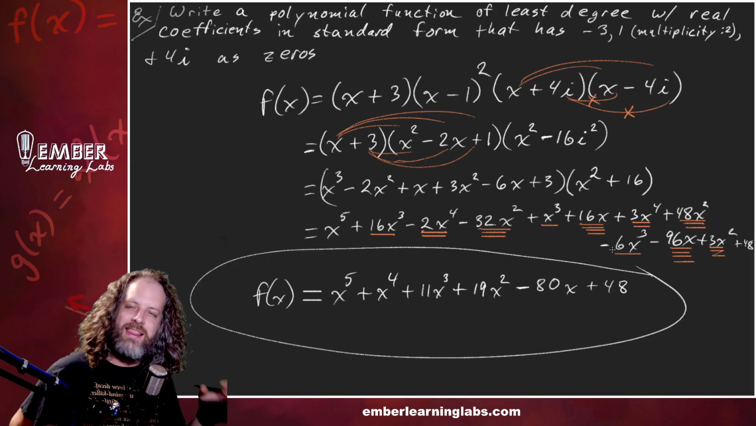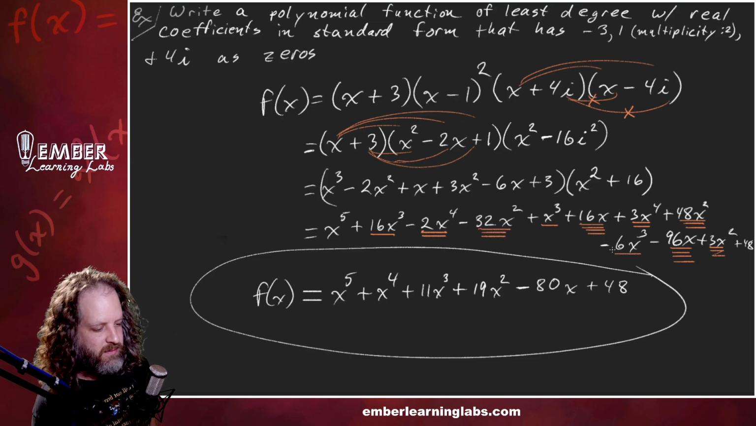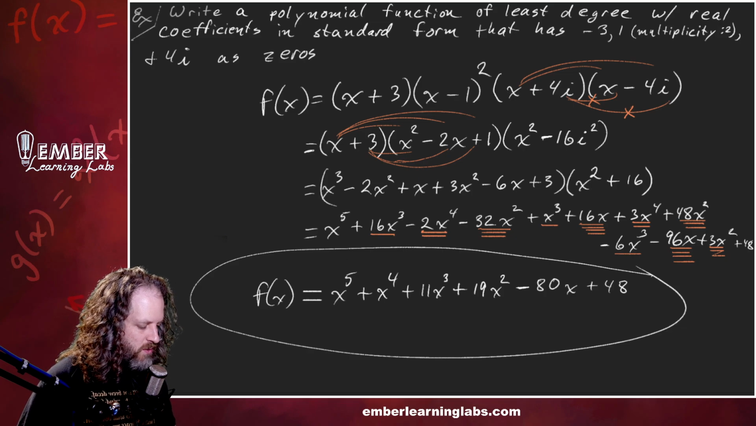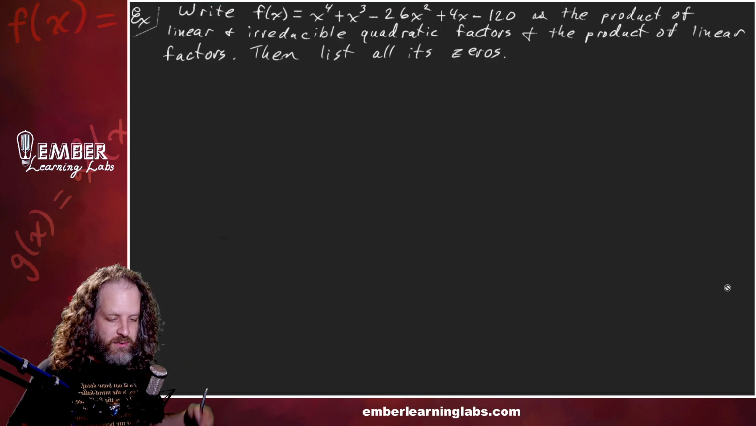It's not really that difficult of a problem, I would argue. It's just a bit tedious, especially with a 5th degree polynomial, right? Let's do one more type of example. This is really the same type of example we've been seeing before. We're just getting more specific.